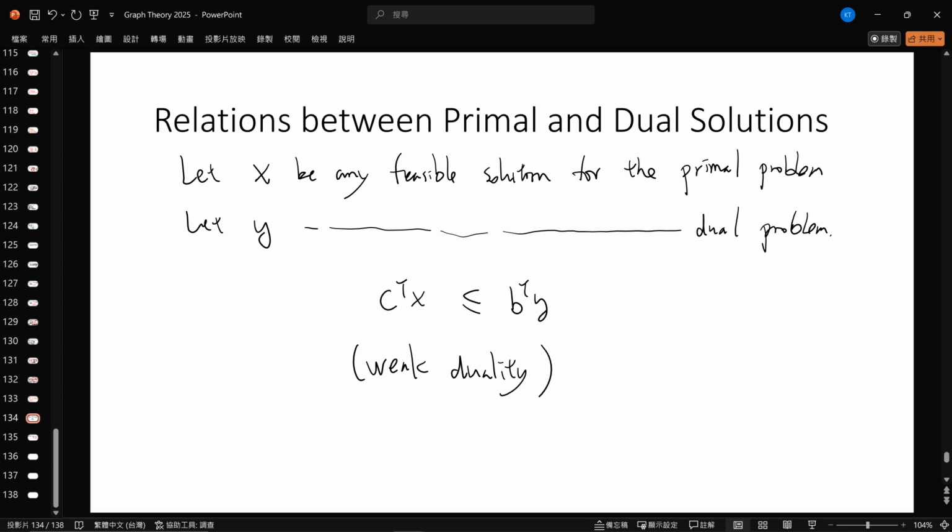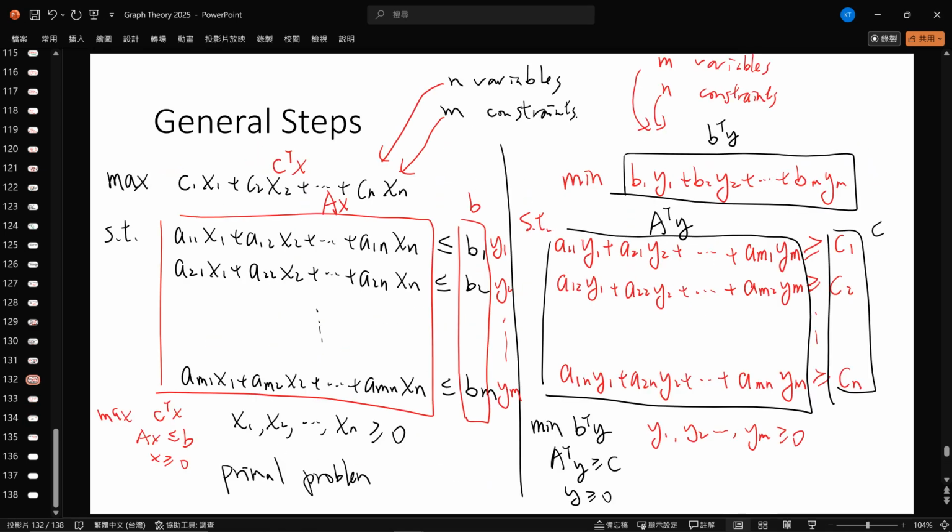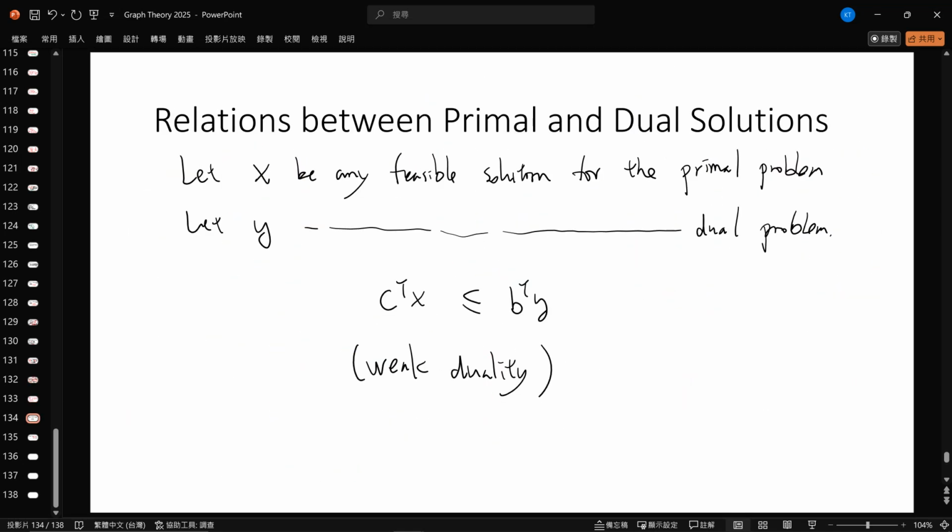Okay, so what is c transpose x? So c transpose x is just the objective value of x. And similarly, b transpose y is just the objective value of y. So this inequality says the dual feasible solution gives an upper bound for the primal problem.